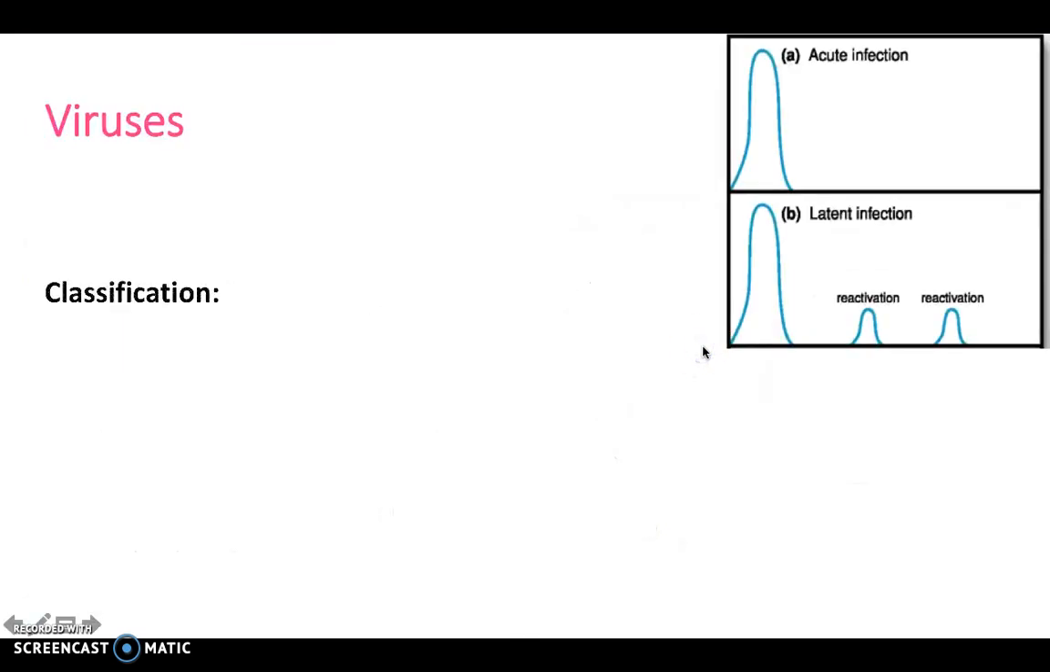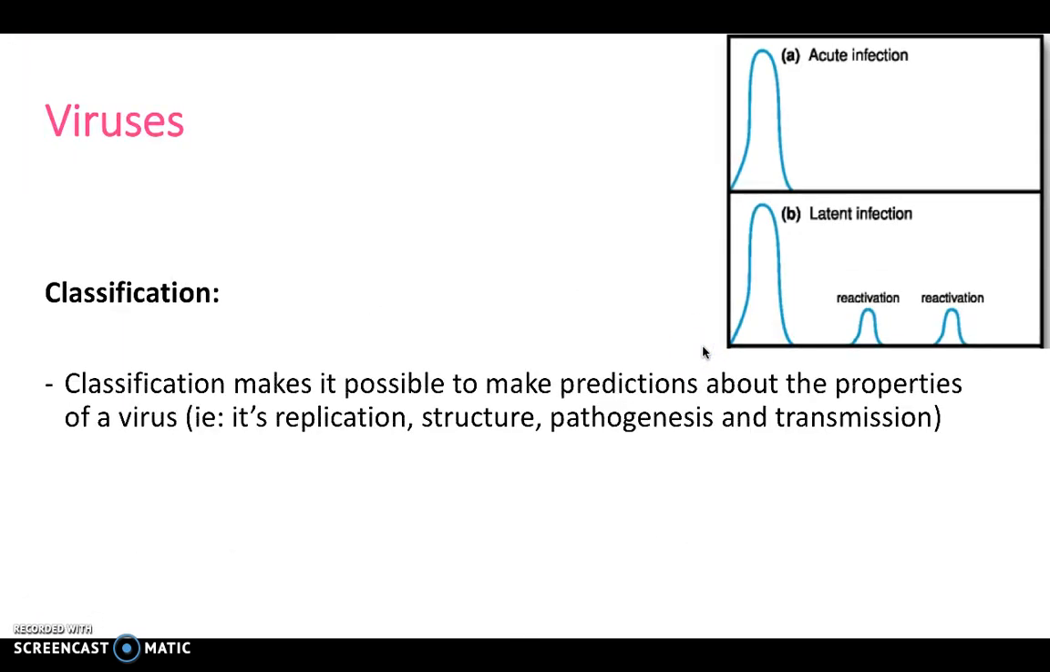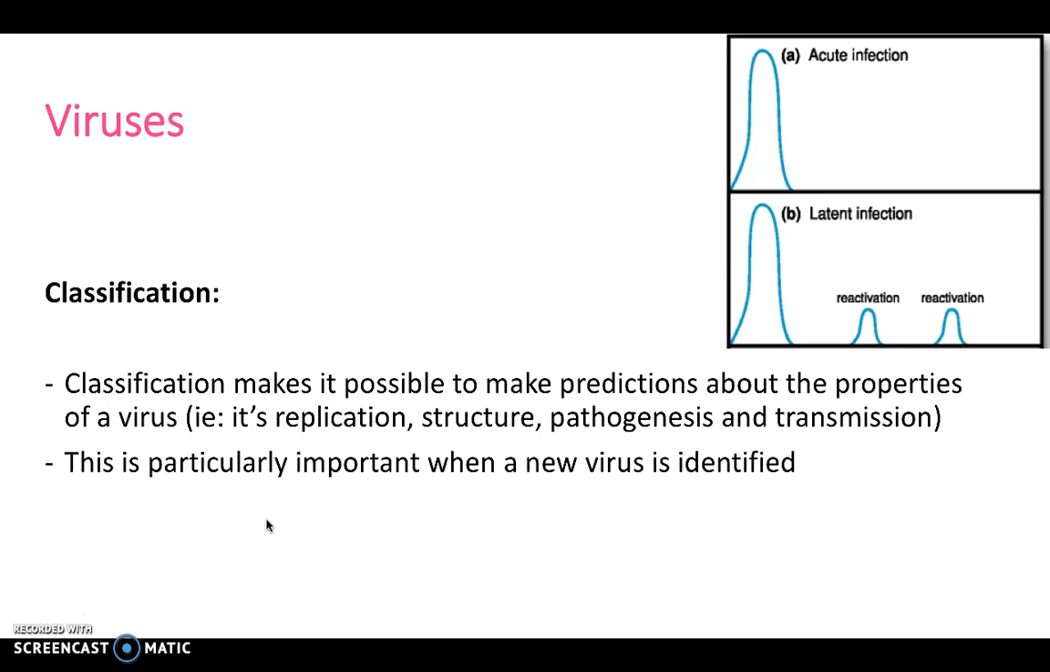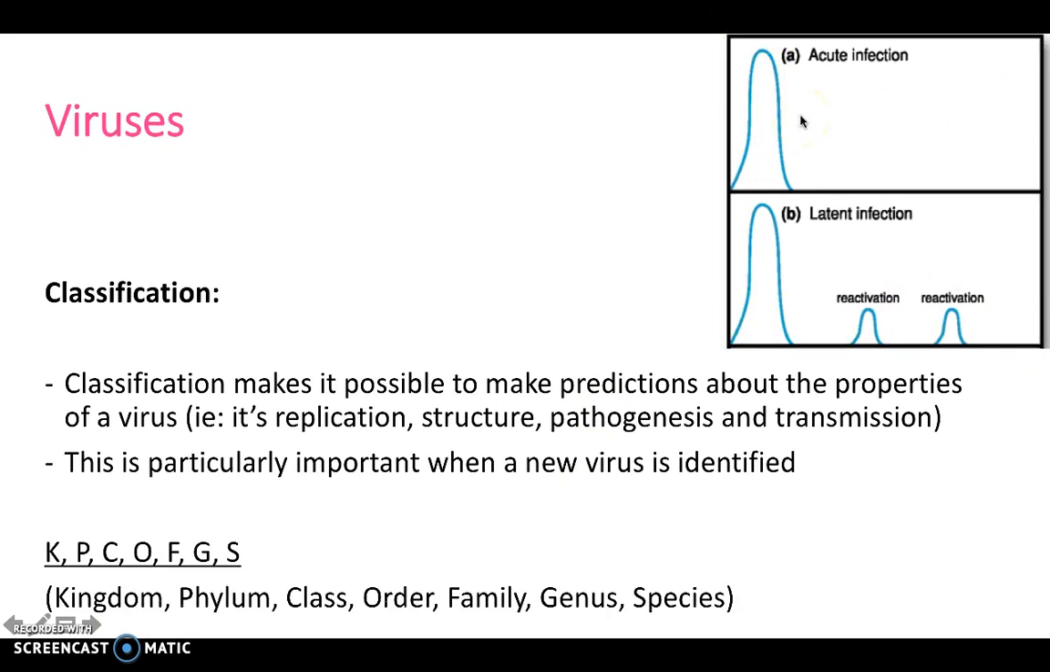So thinking about viruses, we can classify the infection. So classification makes it possible to make predictions about the properties of a virus, i.e. its replication, its structure, its pathogenesis and transmission, and this is particularly useful when discovering new viruses. So hopefully this is familiar to you. So it's kingdom, phylum, class, order, family, genus, species, and this is the way we can classify organisms. This up here just shows you an example of how we can classify different types of viral infection.